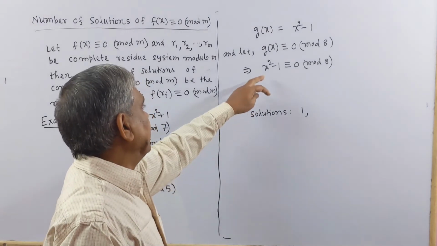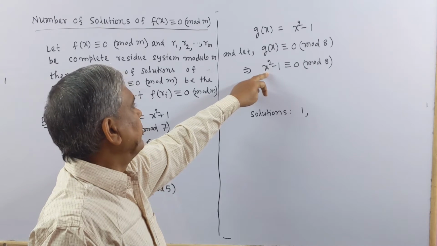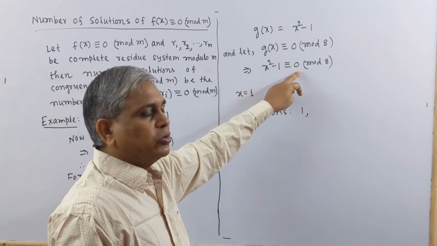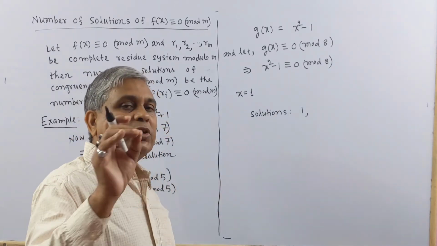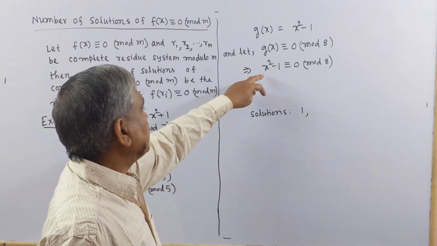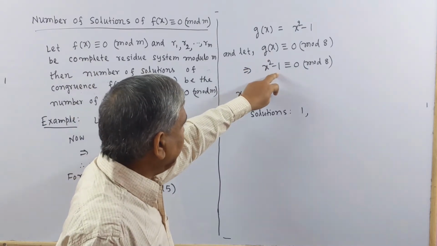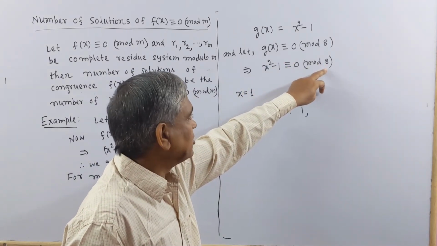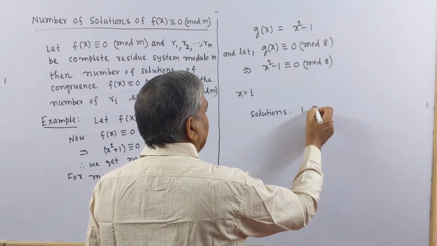If we take x equal to 2, 2 square means 4 minus 1 equal to 3. 3 minus 0 means 3 is not divisible by 8. So, 2 is not a solution of this congruence. Now, we put x equal to 3. 3 square, 9 minus 1, 8 is divisible by 8. That means this gives remainder 0. Therefore, 3 is another solution.